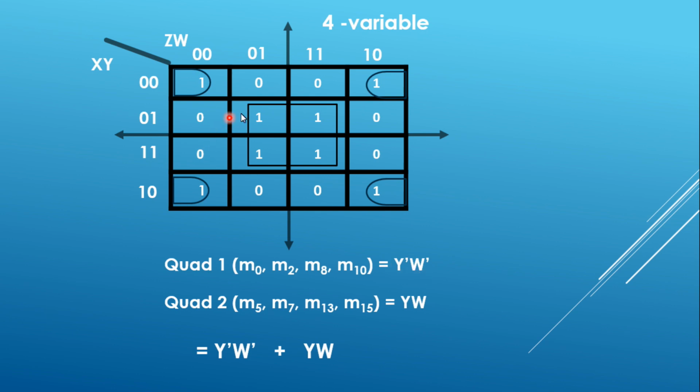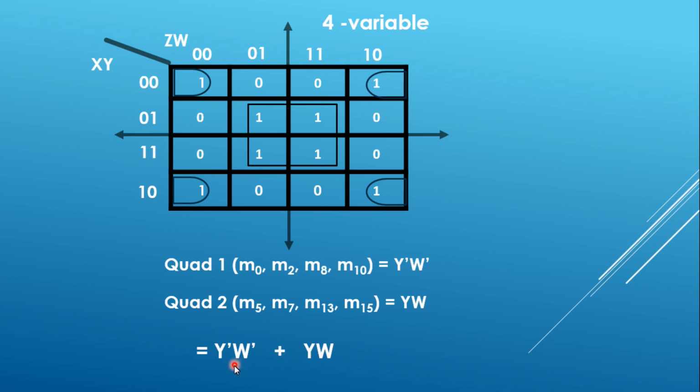Then in the second quad, you can see that x is changing but y is remaining the same, and it is 1, so it will be y. Z is changing, so z is removed, but w is 1, so that is what is kept.